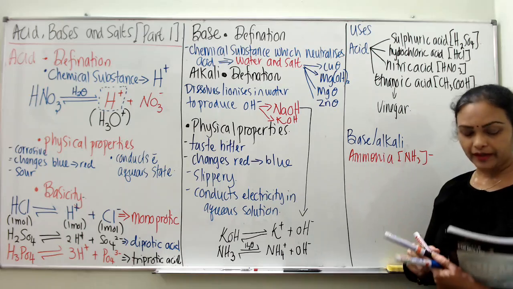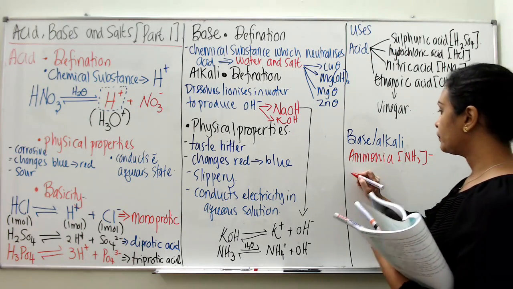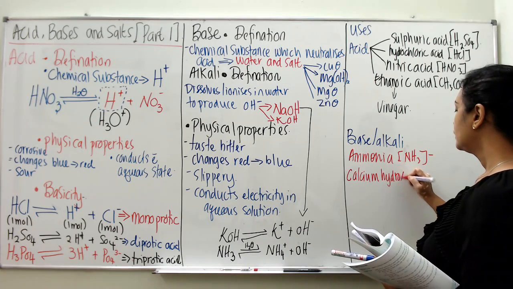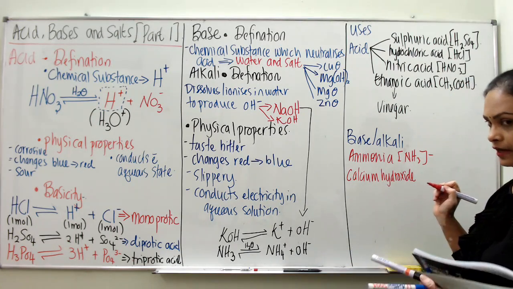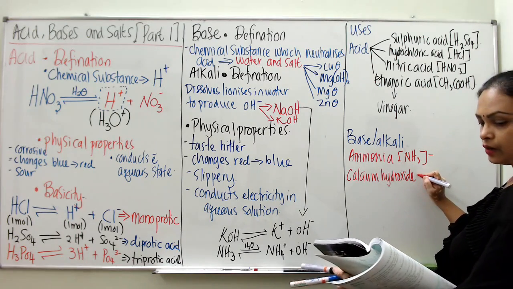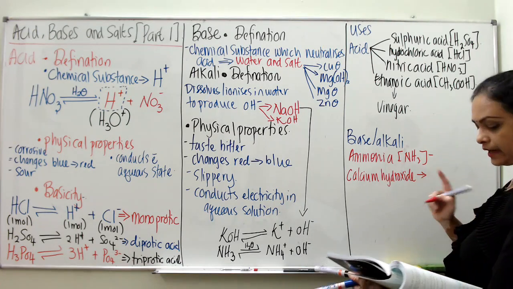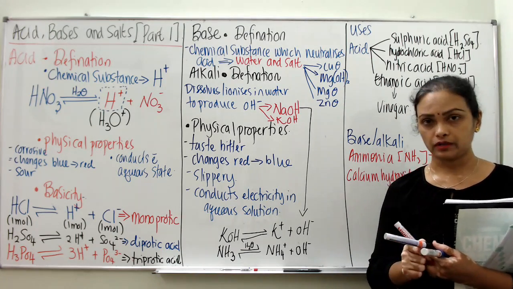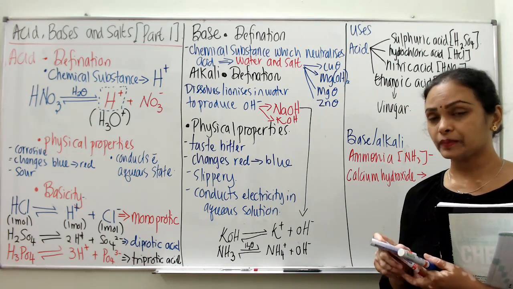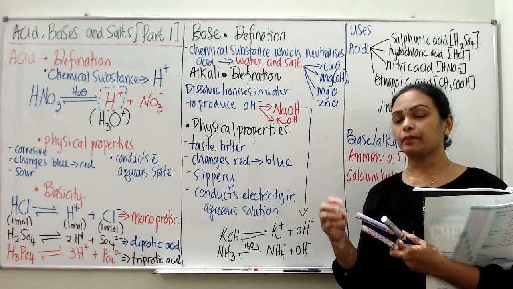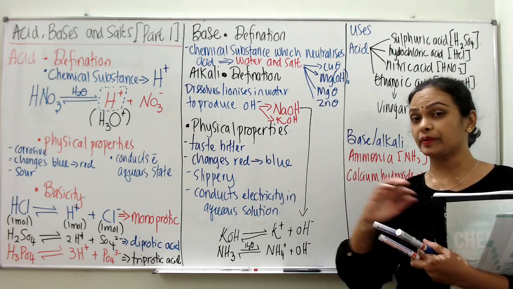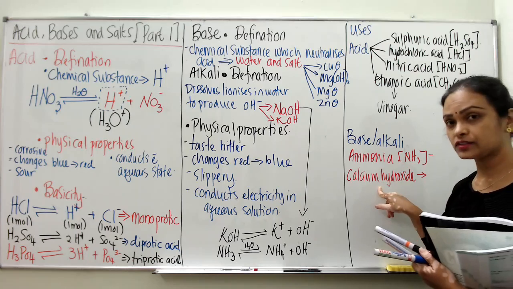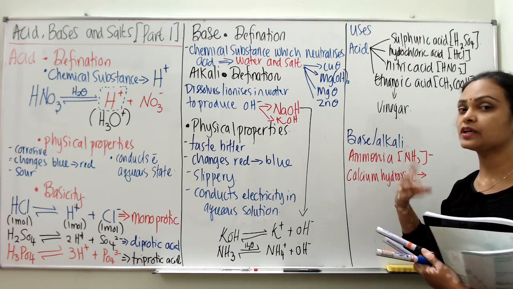Another example, calcium hydroxide, very important. This is an alkali. It is used to neutralize acidic soil. When the soil has too little mineral, it will become acidic. Plus, when we use too much fertilizer, the soil will become acidic. So in order to neutralize the soil, we use an alkali, calcium hydroxide.